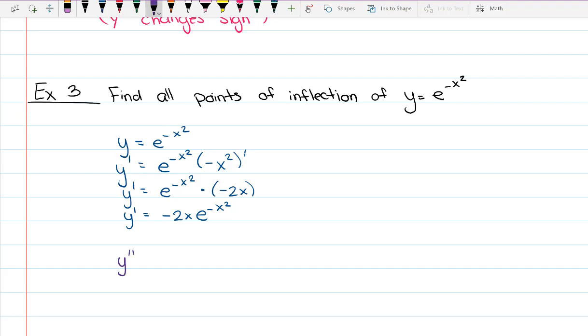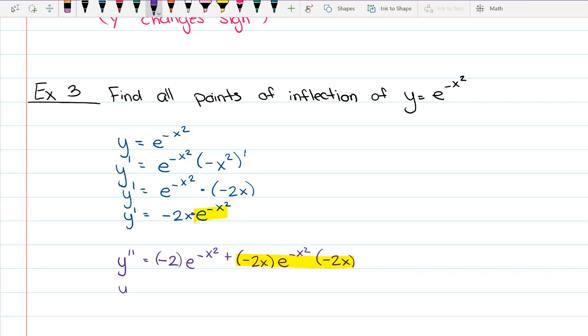Now what we have to do is take the second derivative. So y double prime is going to be, we need to use the product rule. So you get negative 2 e to the negative x squared plus negative 2x times e to the negative x squared times a negative 2x. This is just taking the derivative of this piece again. This is this.